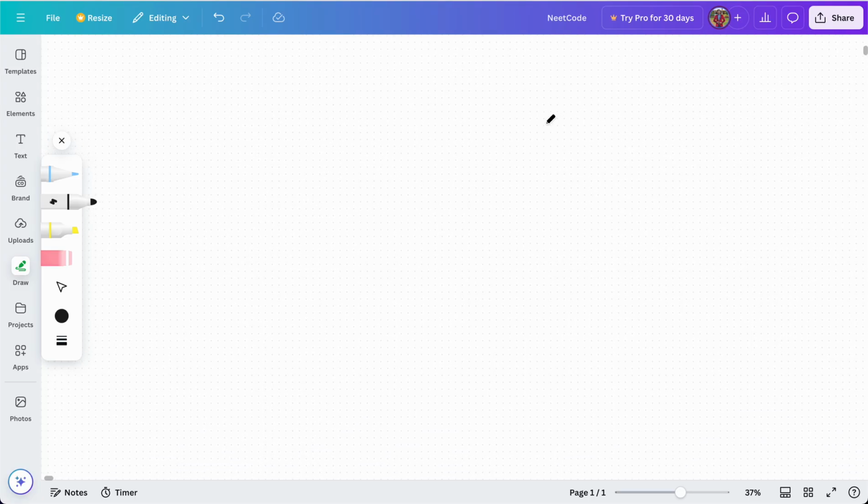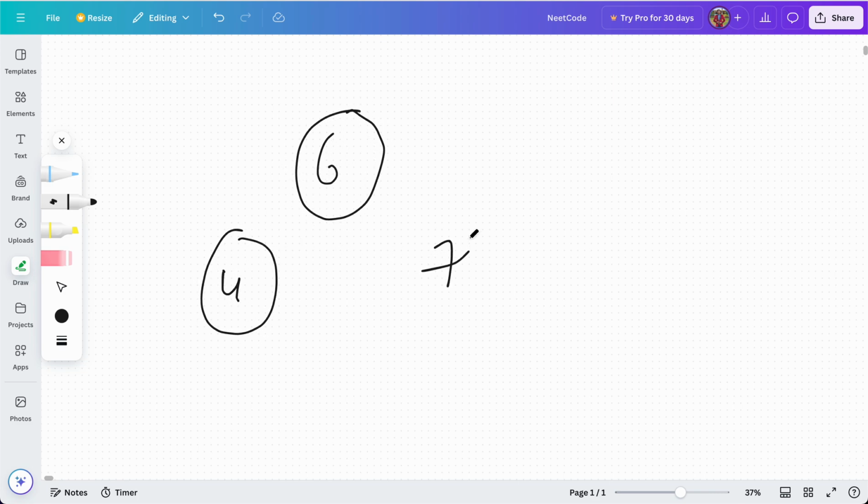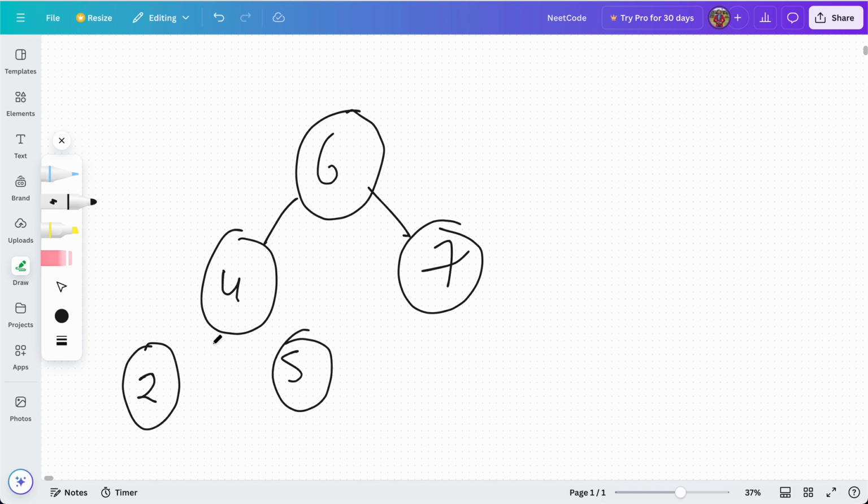Let's say the binary search tree is like this: 6, 4, 7, 2, and 5. And we have, let's say, only 8. The problem is they will give us a binary search tree and they will give us two more nodes, let's say P and Q. Let's say P is here, Q is here. They want us to find the lowest common ancestor of a tree.